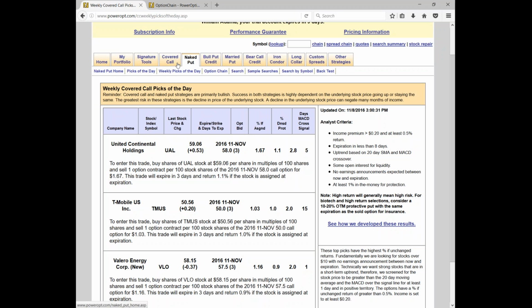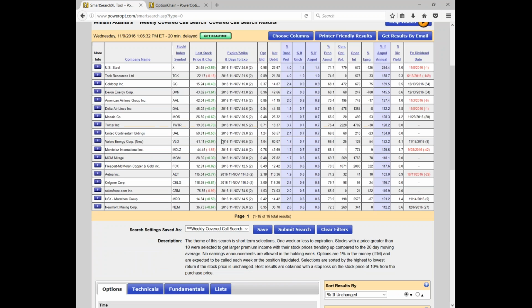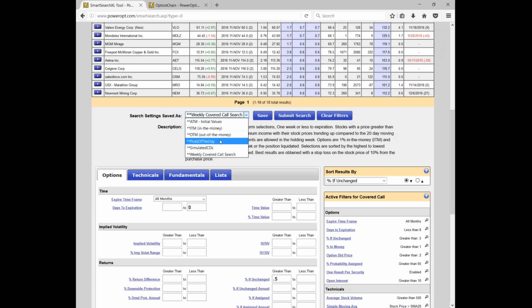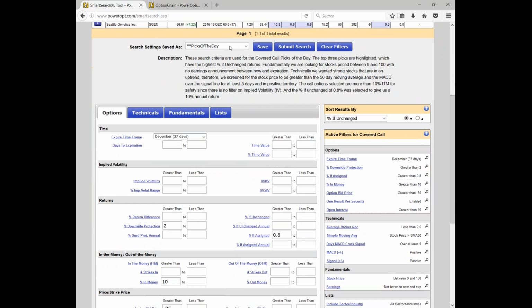It's also available for naked puts. But back to the search very quickly. Both on the picks of the day and the weekly picks of the day, historically tested results, you can see those results. They're also available here. If I go to picks of the day, here's that same criteria that we just saw, a different one that came up there, and it's because I'm on 20-minute delayed here.